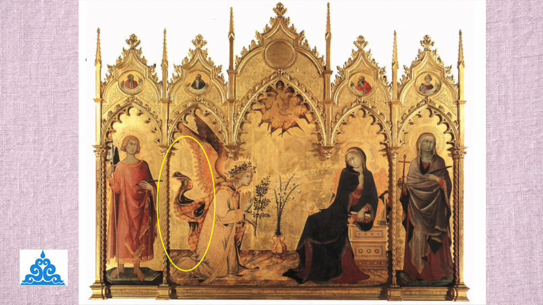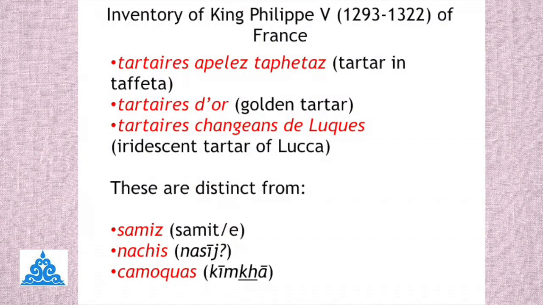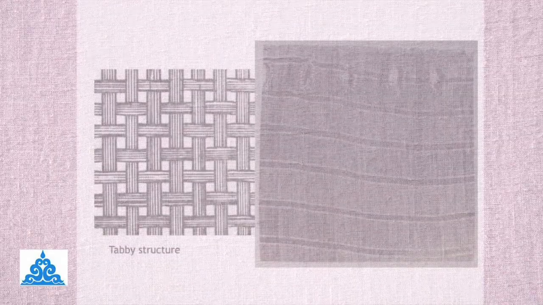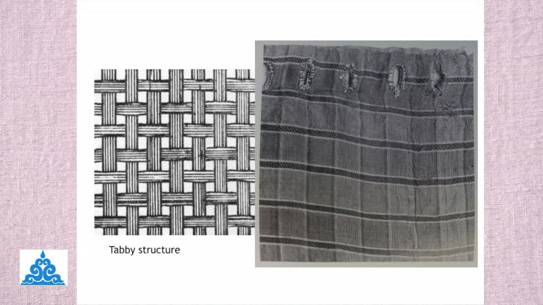The mantle might be a representation of one of this type described in the inventory of King Philip V of France that lists cloths in silk, in golden silk, in the Palace of the Louvre. In particular, Tartar in taffetas, golden tartar, tartar, iridescent tartar of Lucca, that are very distinct from samit, nasij, or kimkha, camocas. The tartar called taffeta suggests a further development of the simple tabby structure used during the Mongol period.